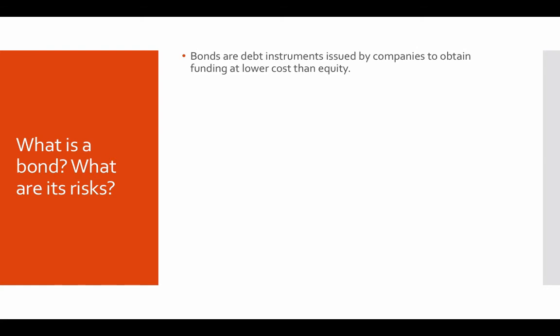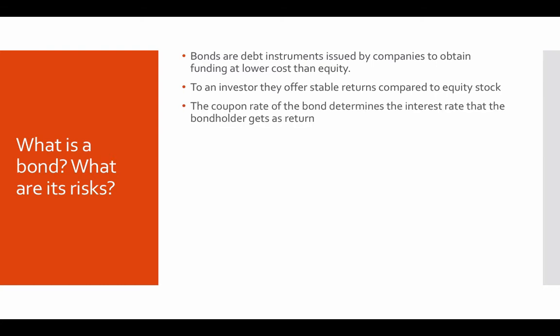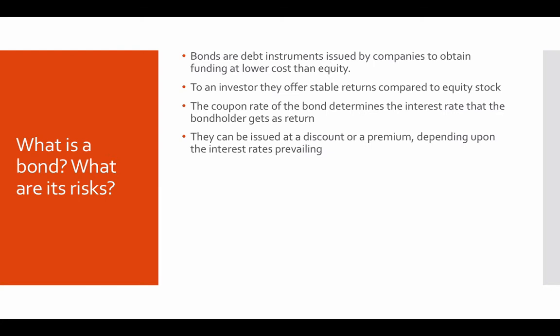Now, bonds are debt instruments issued by companies to obtain funding at a lower cost than equity. That means bonds are like loan instruments for companies where they borrow from the public in order to meet their financial needs. Next, to an investor, they offer stable returns compared to equity stock. The coupon rate of the bond determines the interest rate that the bondholder gets as a return. They can be either issued at a discount or a premium depending upon the interest rates prevailing.